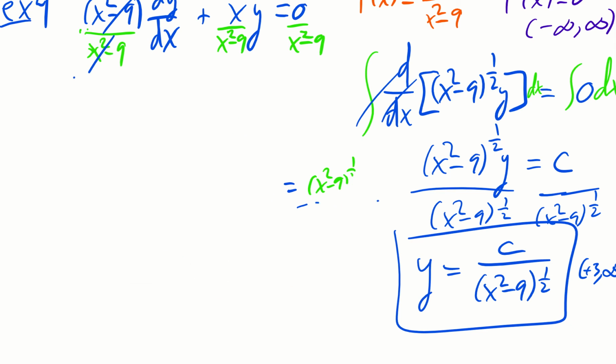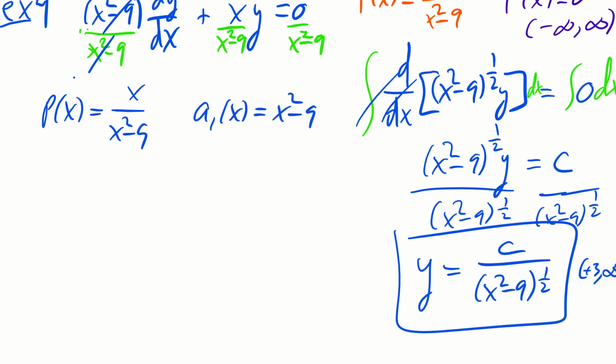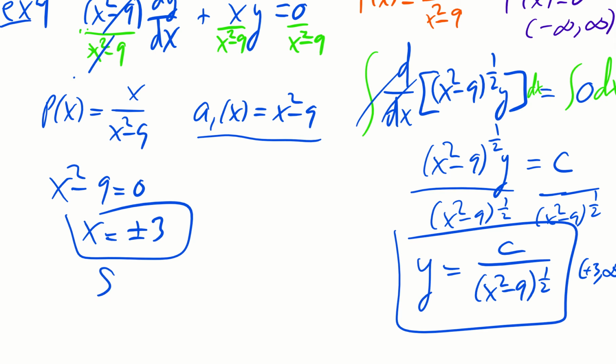This equation, by the way, is undefined. If you were to look at this function, it would be undefined for both x equals plus or minus 3. And those would have been the singular points of this differential equation. So going back to where we had p of x. P of x was x divided by x squared minus 9. It was also the coefficient of the dy/dx term. So I could also have called a1 of x, x squared minus 9. The zeros of this thing are the places where p of x is undefined. So when x squared minus 9 equals 0, that's when x equals plus and minus 3, and that gave us our singular points on this one.